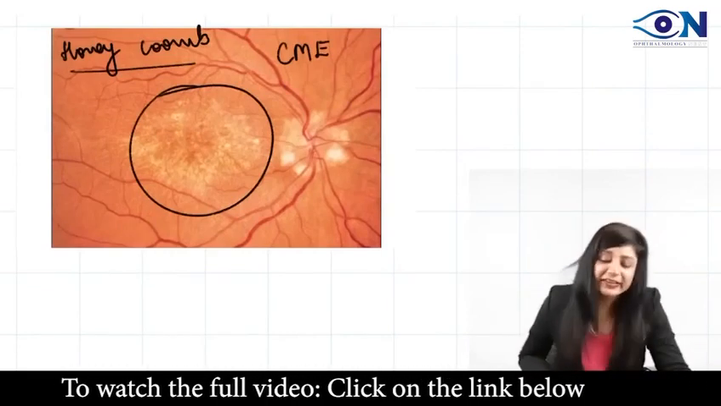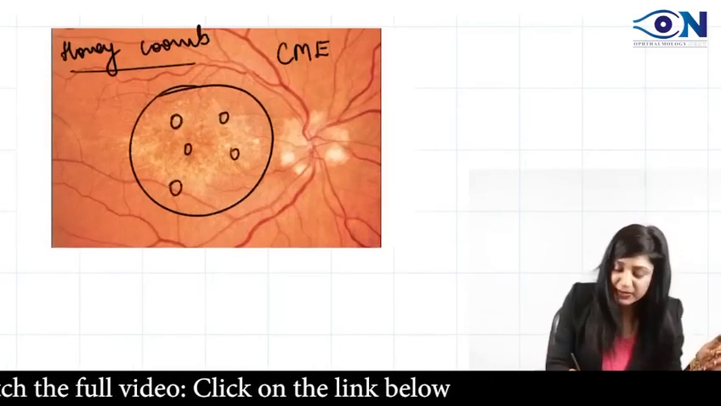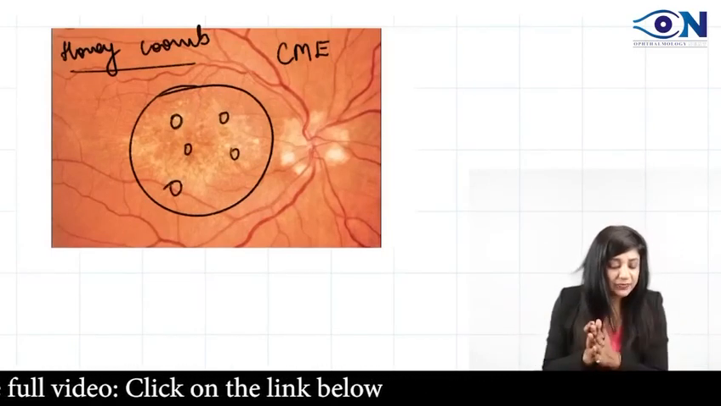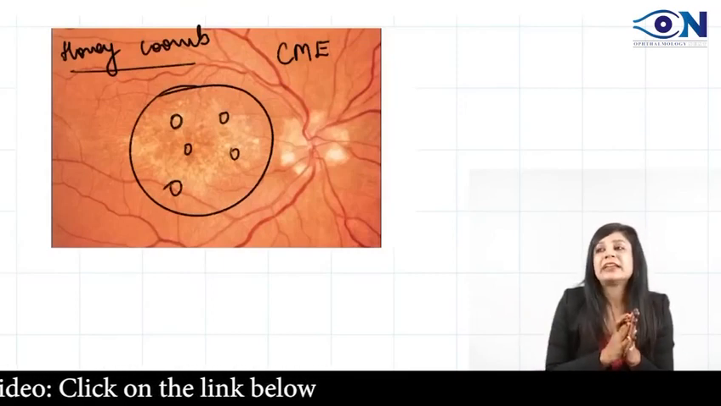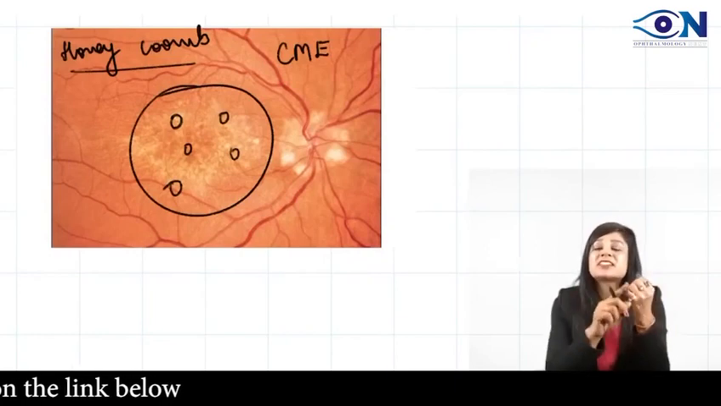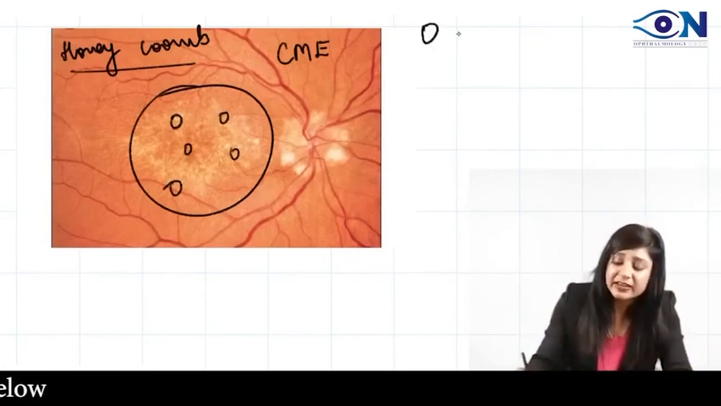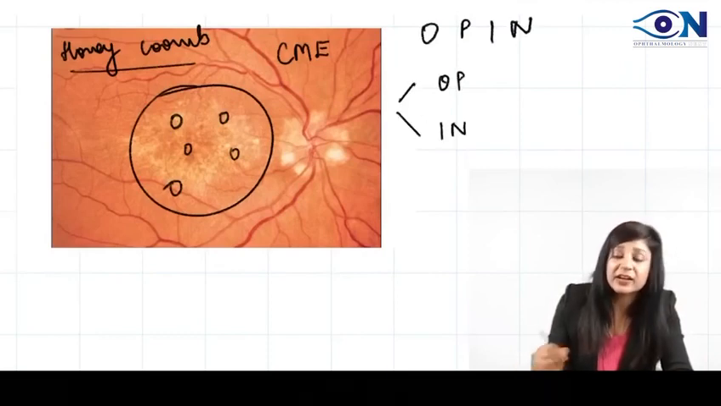Okay, so honeycomb appearance, we are getting the cyst-like spaces in the fundus. Cyst-like spaces in the fundus, this is actually the cystoid macular edema. Edema means fluid collection. Cystoid means cyst-like, in the macula, and edema in which layers? Open means in the layers of outer plexiform and inner nuclear.